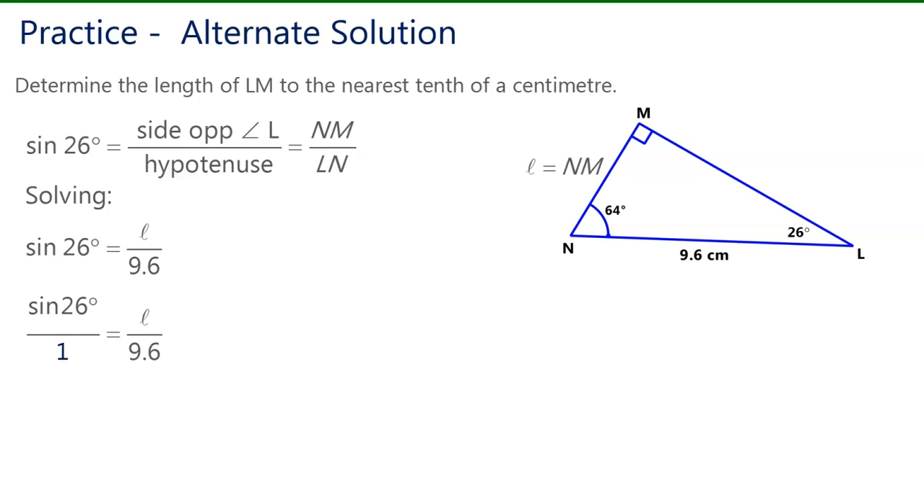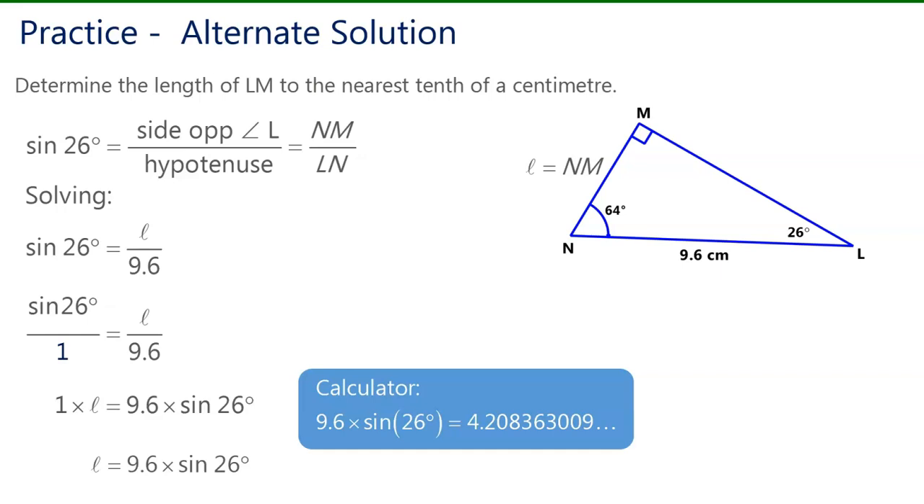We can write sine 26 over 1 equals L over 9.6 and cross multiply. 1 times L equals 9.6 times sine 26 degrees. We get L equals 9.6 times sine 26 degrees. We turn to our calculator and 9.6 times sine 26 degrees equals 4.208363009 continuing. Rounding to the nearest tenth, we get L equals NM equals 4.2 centimeters as before.